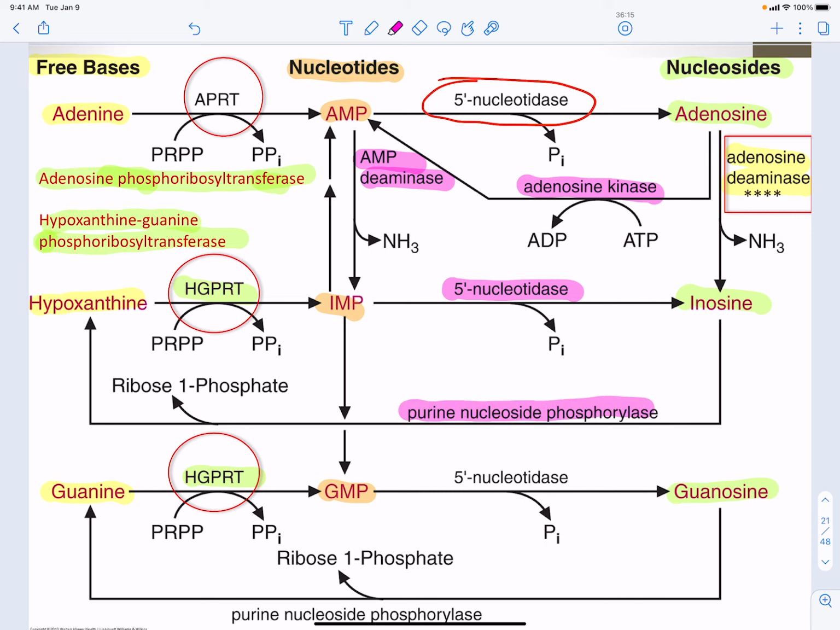For GMP, you have a 5' nucleotidase, and that can also use that same purine nucleoside phosphorylase that was used by IMP and regenerate guanine. So all of these enzymes are there just to move things around to make sure that you're not wasting your purine rings, that you're salvaging those by making all these intermediates and all these final products, or whatever the cell actually needs.